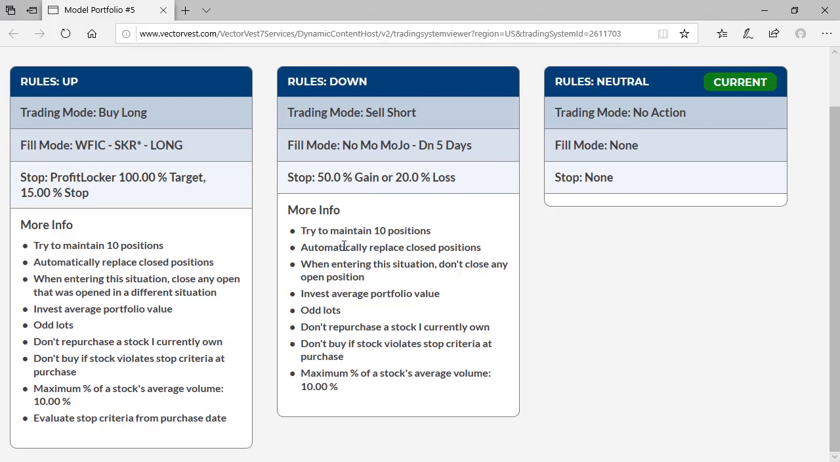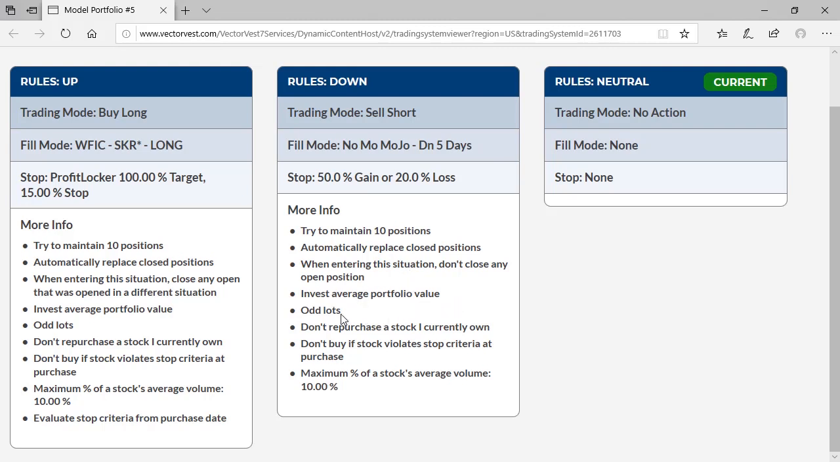Here also we'll try to maintain 10 positions, and we're going to automatically replace any positions that stop out as long as we're still in a down situation. However, when we enter this situation, we're not going to close any of our long positions. So this is a hedging approach. If we had a basket of 10 stocks and one stops out, I'll short one position if the situation is down. This lets us start hedging the portfolio with more and more short positions as any downtrend lengthens in time.